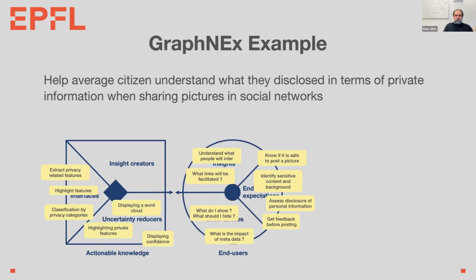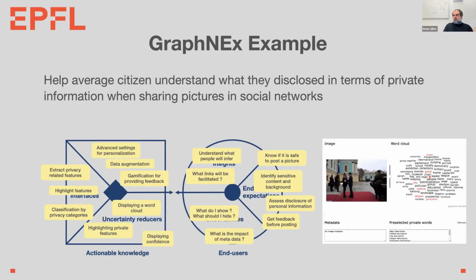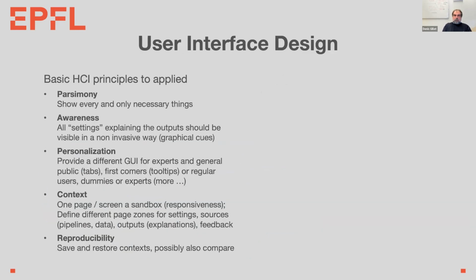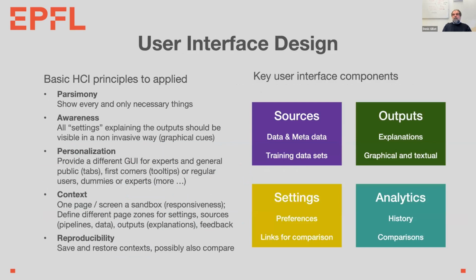Again, so just finishing the example. This is typically what we highlighted based on the canvas, and you have an example of one of the prototypes we are developing, where we have a word cloud in which we highlight some keywords related to privacy. So there are also good practices in terms of designing the user interface, putting the source of information, the output with the explanation, and some settings on the same screen, but I have no time to go through all that.